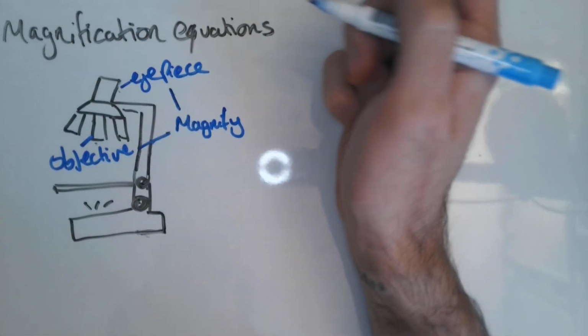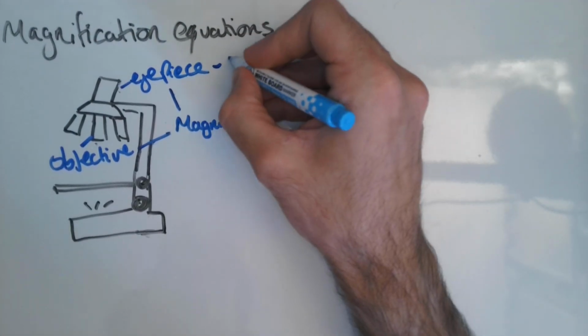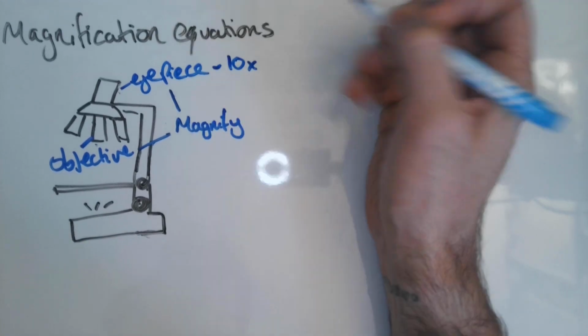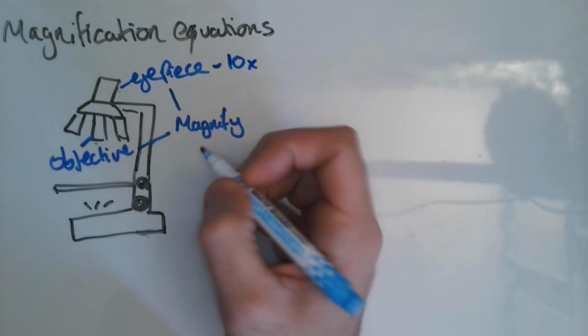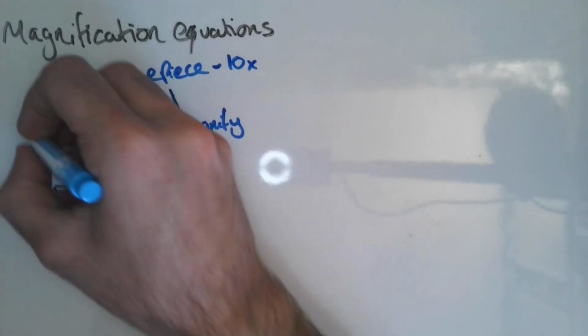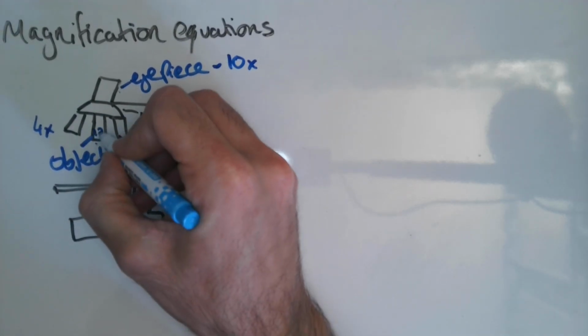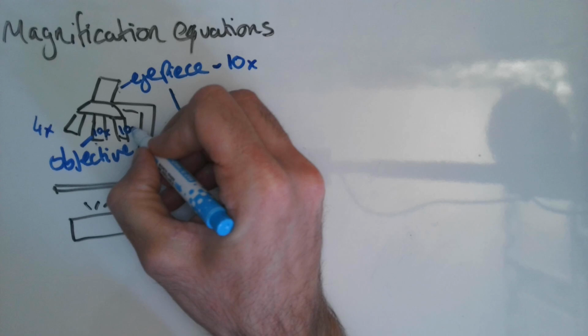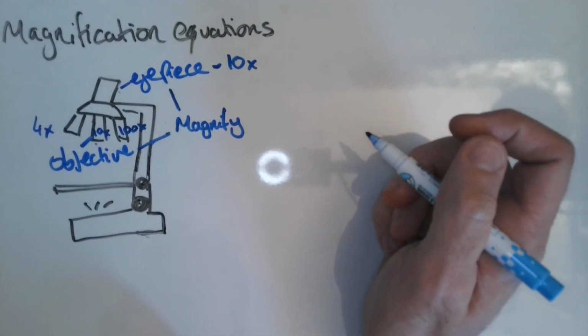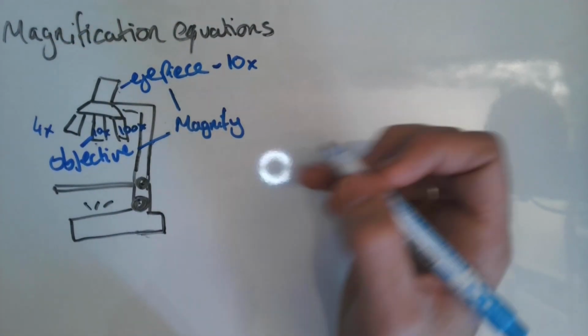So generally speaking, in a microscope, an eyepiece would tend to be around a times 10 magnification, where your objective lens can vary. On most standard microscopes you'll have something along the lines of times 4, times 10, and then times 100 magnification. Now if we look at this, the equation is really simple.